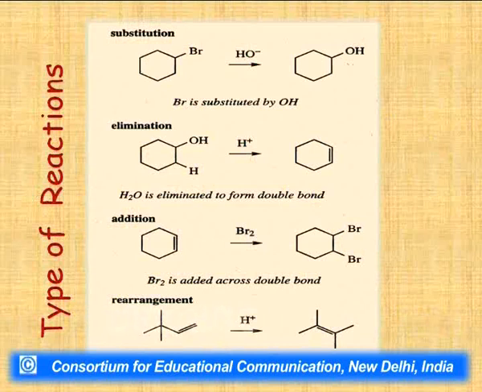Types of reactions you can see in the figure. One, substitution, in which bromide ion is substituted by hydroxyl ion. Elimination, simply, H2O is eliminated to form a double bond. Addition, bromine molecule adds to the double bond, and rearrangement, the position of the double bond is changed.